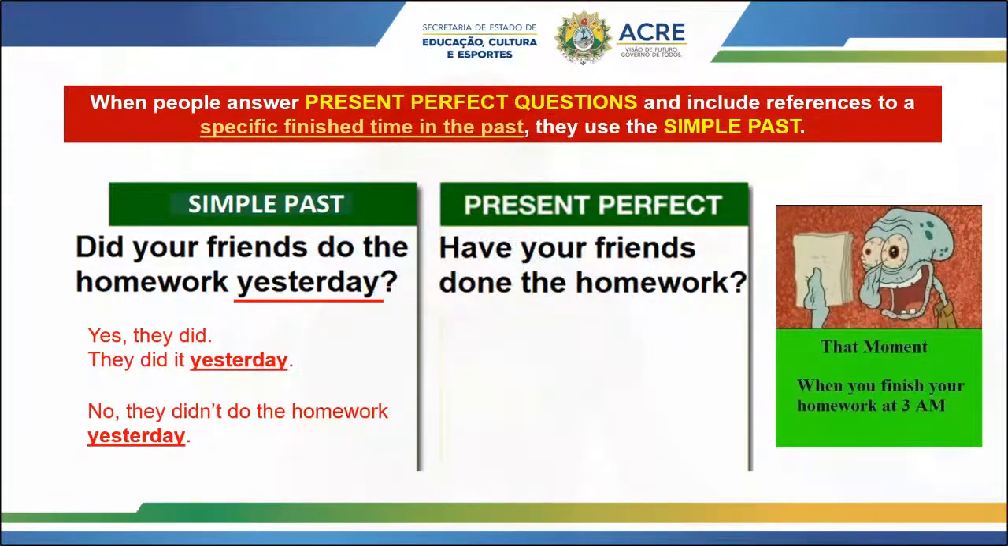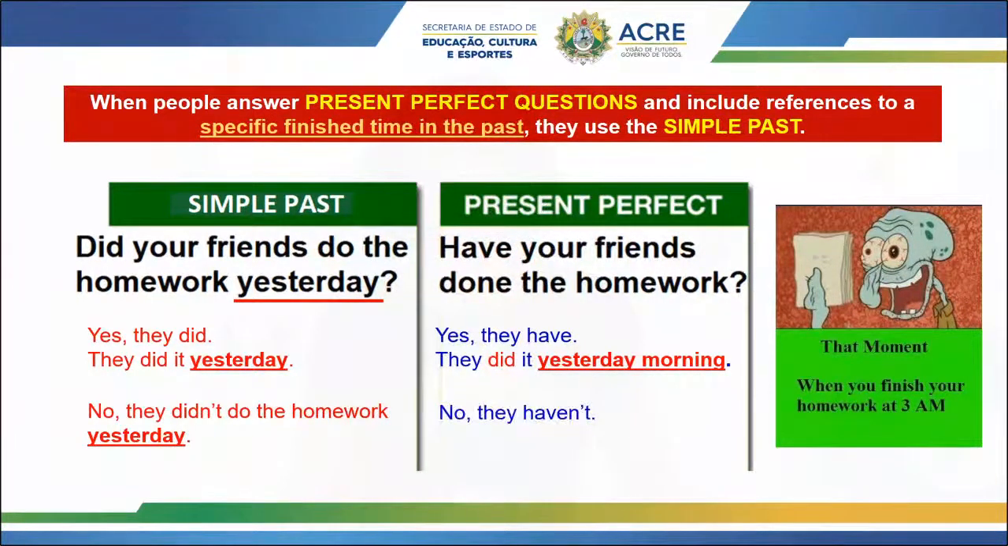Present perfect. Have your friends done the homework? Yes, they have. They did it yesterday morning. The question is in present perfect, but the answer, they did it yesterday morning, is in simple past because this sentence has a specific time. Now, a negative answer. No, they haven't.